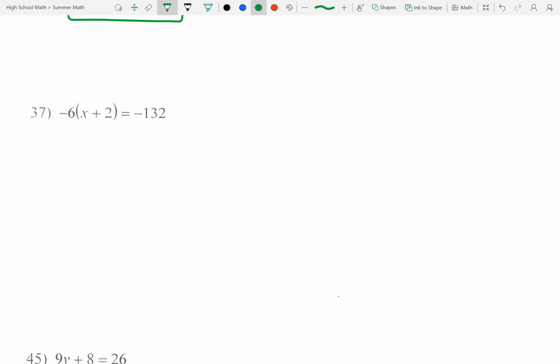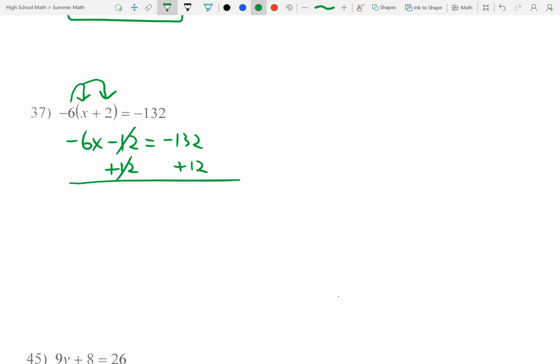Here we have negative 6 times this parentheses. Again, connected means multiply. We will employ the distributive property. We simply multiply the negative 6 by both terms inside. Negative 6 times x will be a negative 6x. Negative 6 times plus 2 will be a minus 12, equals negative 132. We're solving for x. We will undo our minus 12 by adding 12 on both sides. Minus 12 plus 12 goes to 0, leaving negative 6x on the left. Minus 132 plus 12 is a minus 120.